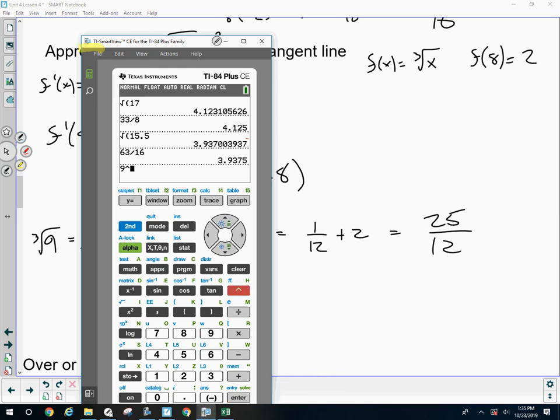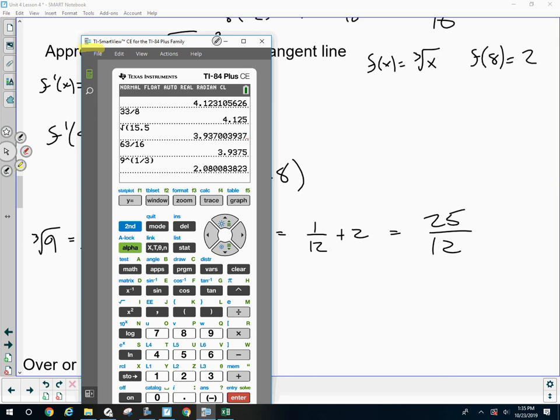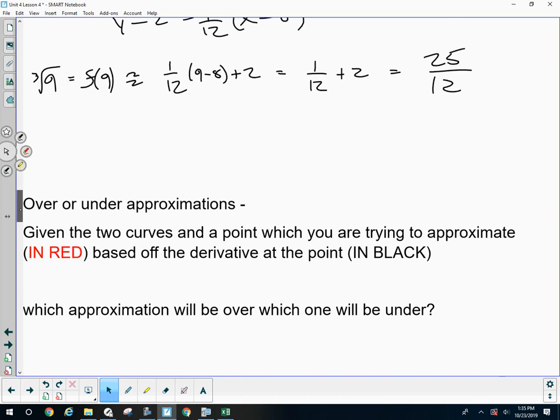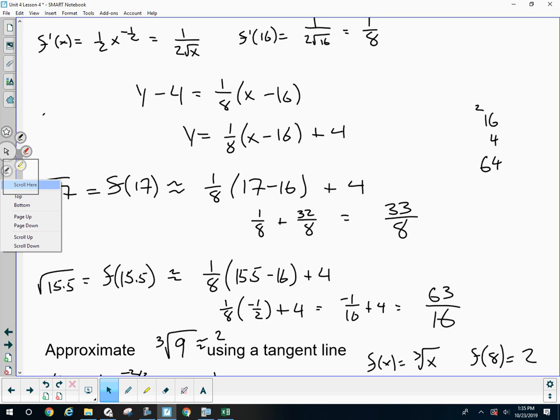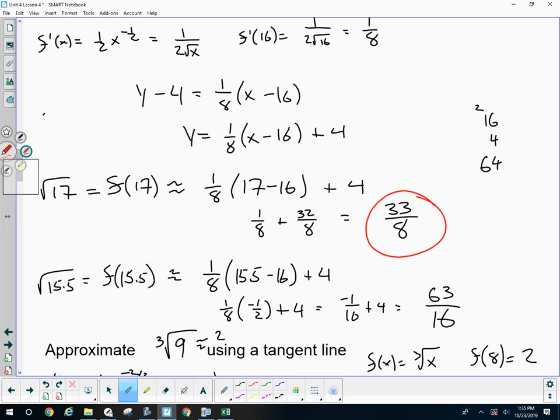How do you plug in the cubed root of 9? 9 to the 1/3, not 3. Make sure you use parentheses if you have the old operating system. 2.08008, 25/12 is 2.083. All right, cool. Now, not only can I produce really good approximations, but I will be able to tell whether or not 33/8 as an approximation for square root of 17 is going to be above the actual value or below the actual value.